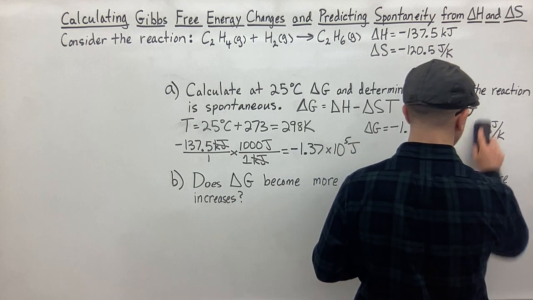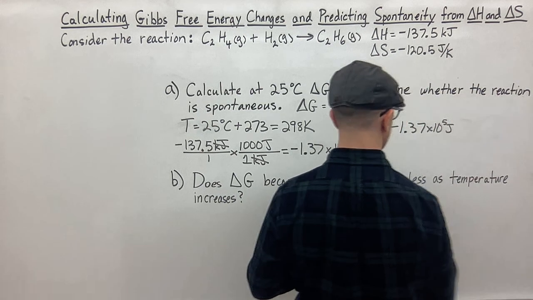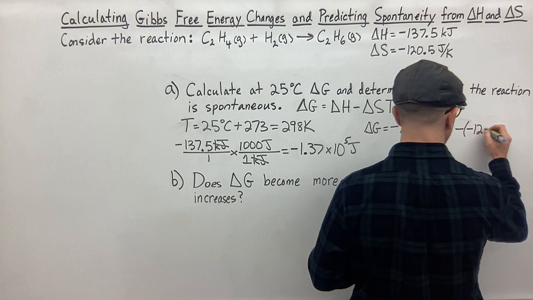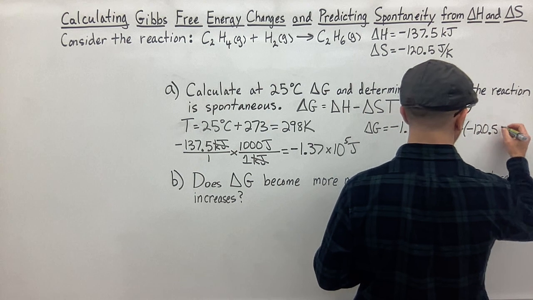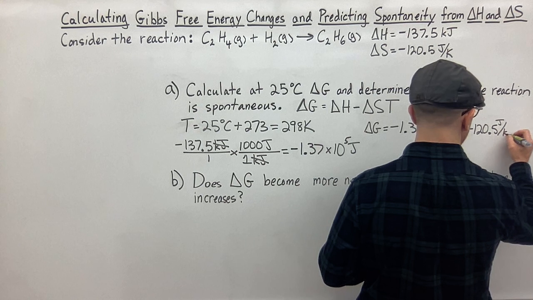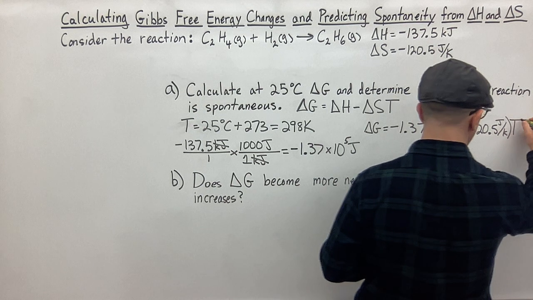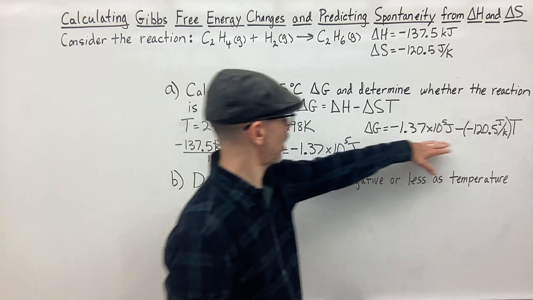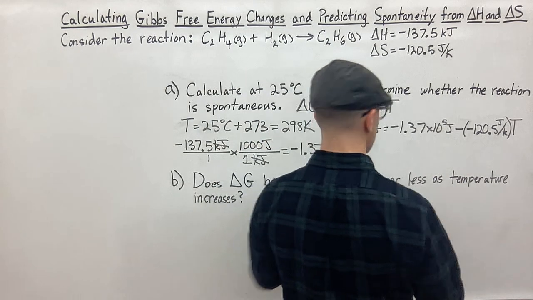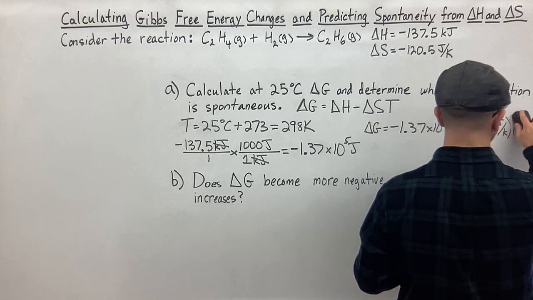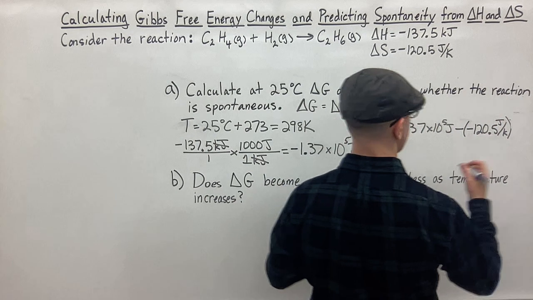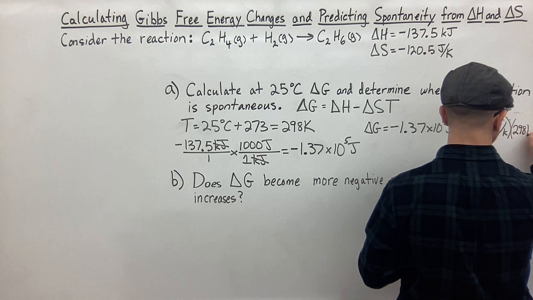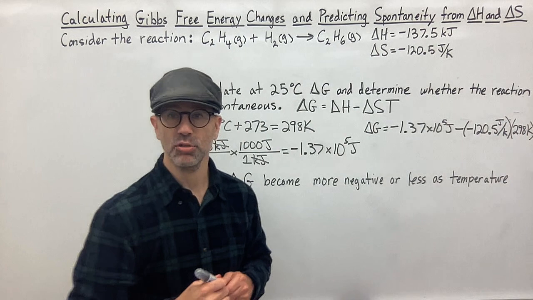So let me write this. Sorry about this. Let me write this so it's clear. So again, it's negative 120.5 joules per Kelvin, and that's going to be multiplied by T. Okay, so now I can solve for delta G. And then, I forgot, T is for temperature, and so we got 298. So that's going to be multiplied by 298 Kelvin.